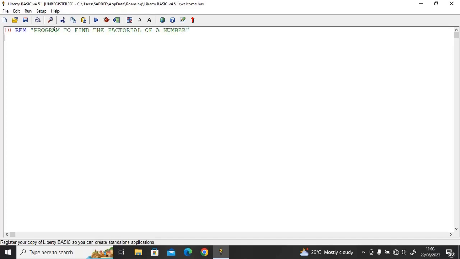So next thing is what? 20. Input. Input, then enter the unknown number. So enter the unknown number, input space to make it readable. N, unknown number. You can use N or X, anything you want to use.